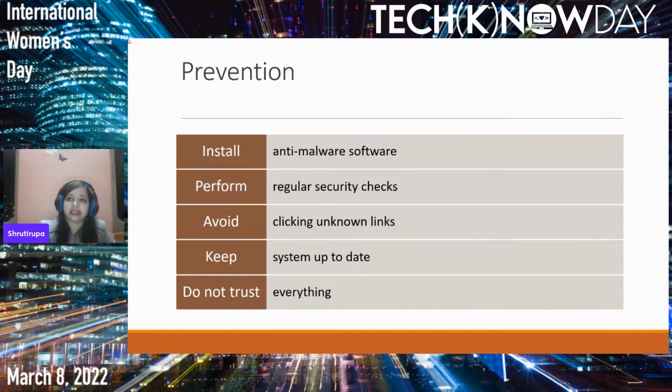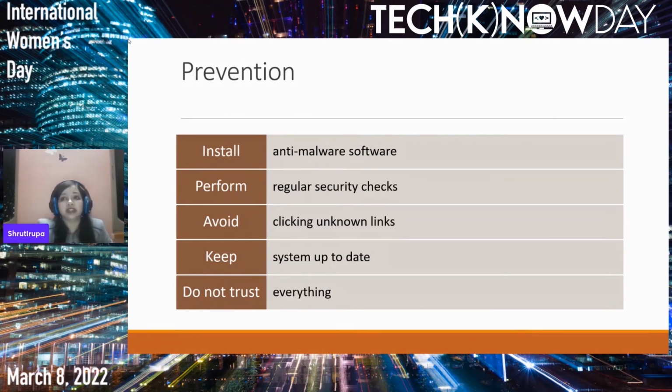Even while discussing analyzing malware, we did discuss what we should not be doing. We should always install some anti-malware software. It is recommended. Of course, nothing is 100% secure. Installing anti-malware software does not guarantee that your system will never get infected, but at least you can protect your system to a certain extent.